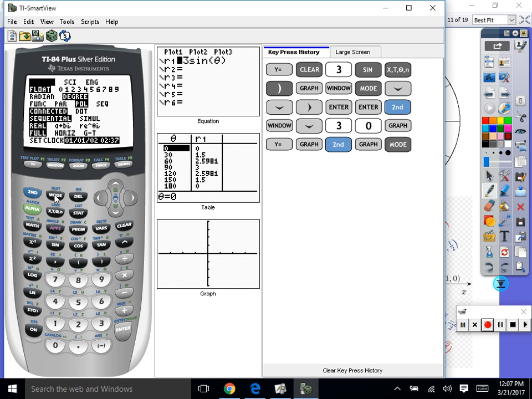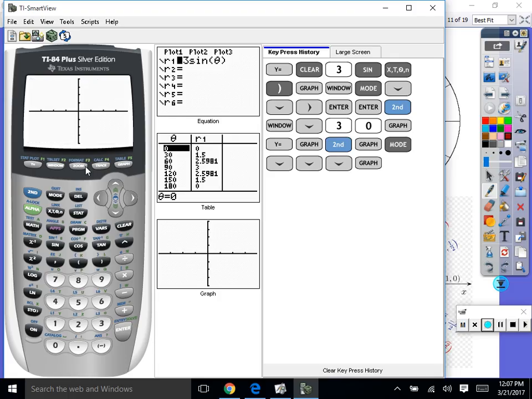Now go to mode. We're going to put it in polar and degree mode, because isn't it easier to see where a degree is on a polar axis than having to think about radians? In my opinion it is. It'll graph as a polar equation for us. So now hit graph.